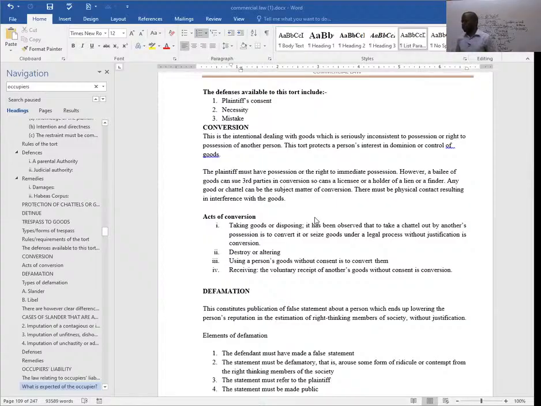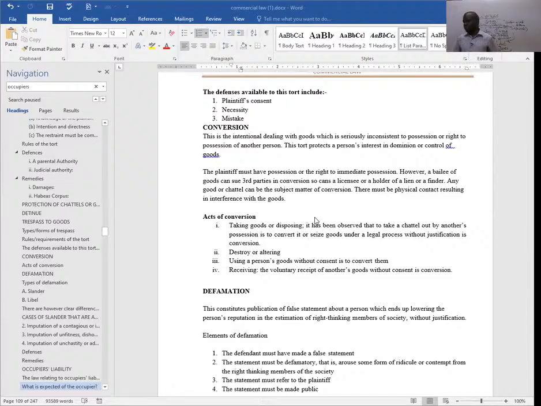Then the statement must be defamatory, that is, arouse some form of ridicule or contempt from the right-thinking members of the society. It wants to make people ridicule you or laugh at you. The statement must refer to the plaintiff. So before Anne takes me to a court of law for defamation, Anne should clearly be the plaintiff, the one who has been accused. The statement was made about Anne, so if the person who ends up in court is Elijah, and the statement was not about Elijah, it doesn't work. Anne should be the plaintiff who comes before the court.